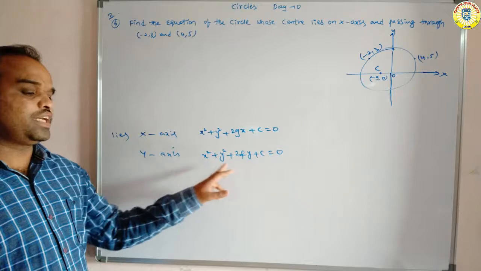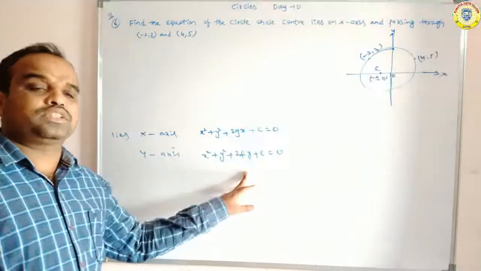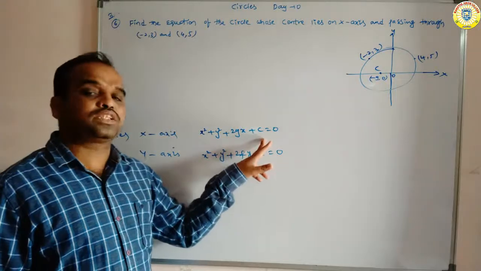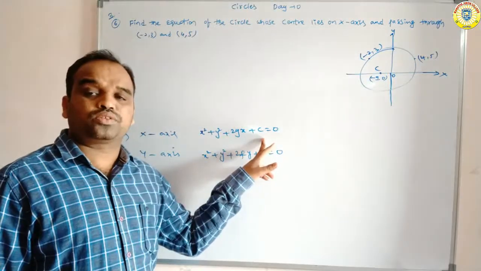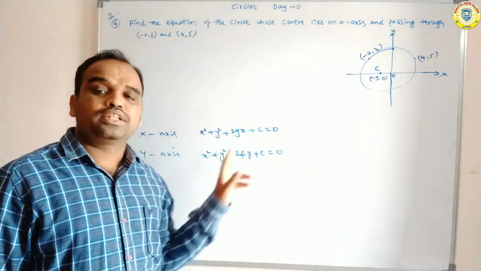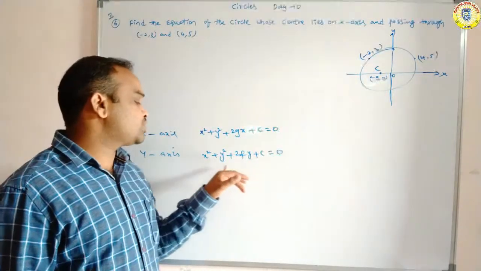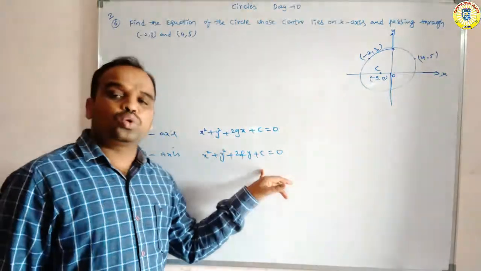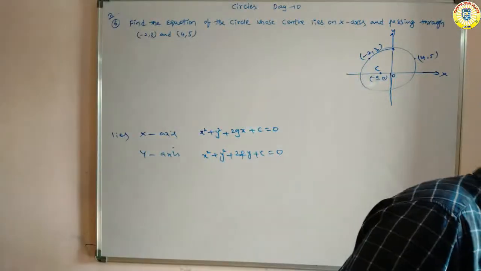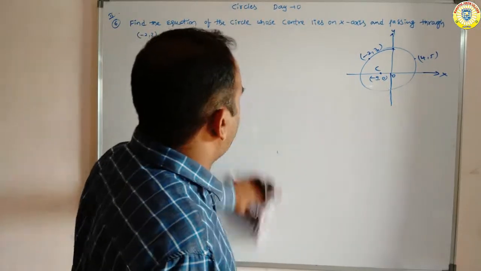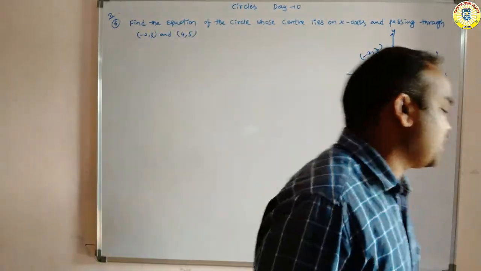In this case the center lies on the y-axis. The general form of the circle whose center lies on the x-axis is x squared plus y squared plus 2gx plus c equal to 0. When the center lies on the y-axis, the circle equation is x squared plus y squared plus 2fy plus c equal to 0. Now here the required circle's center lies on the x-axis.